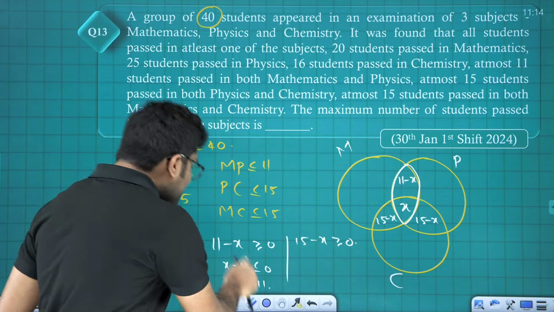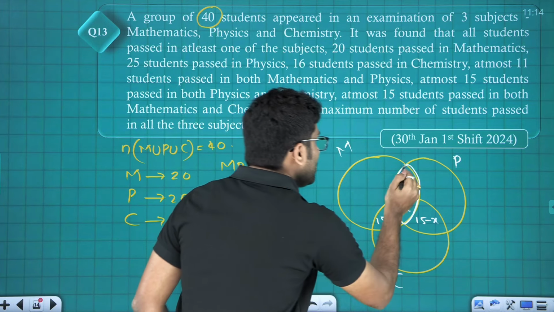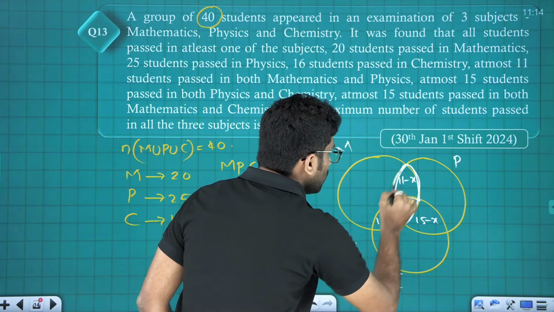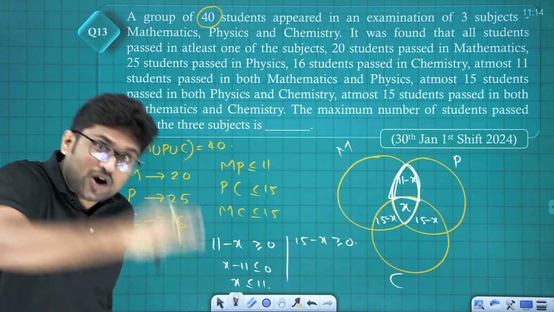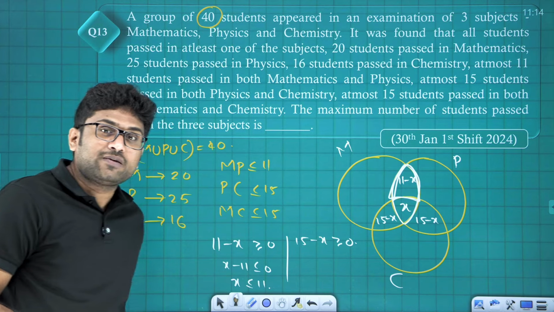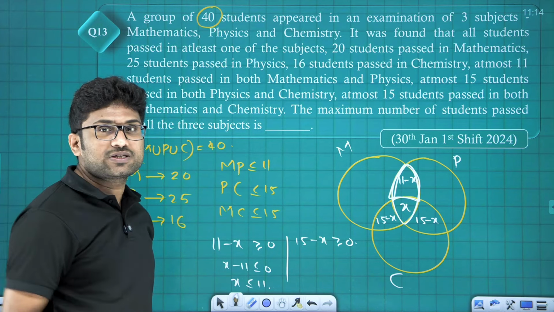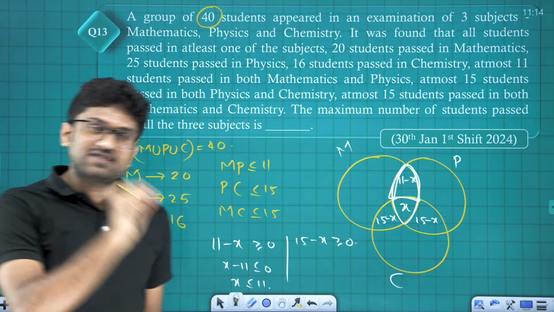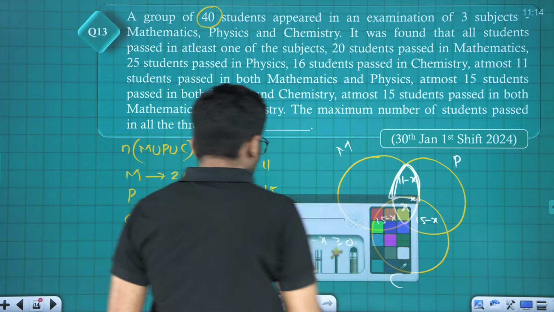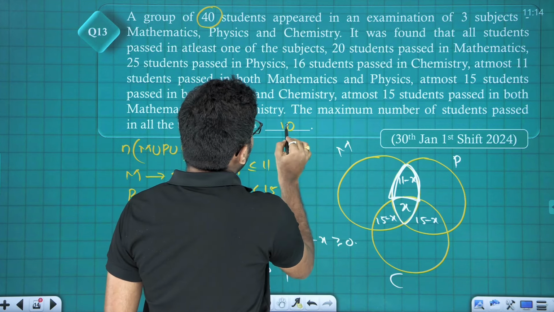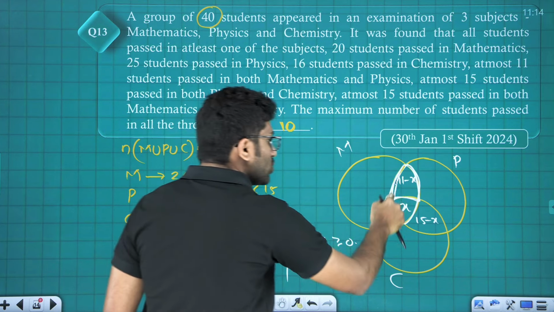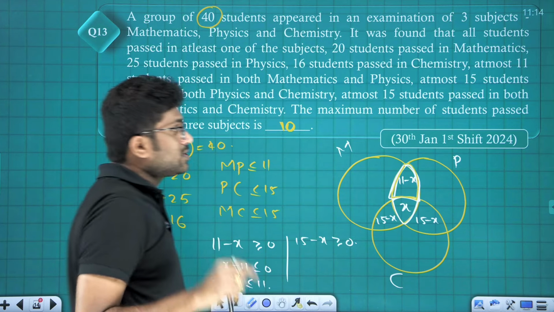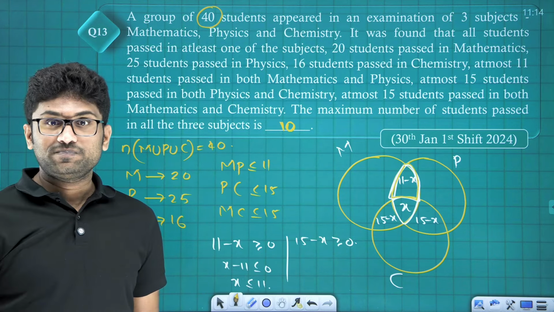But if X is 11, friends, this portion becomes 0. As X is less than or equals to 11, before 11 we have X equals to 10. So the maximum value of X can be 10. Very simple. Why? Because if X is 11, this portion is becoming 0.